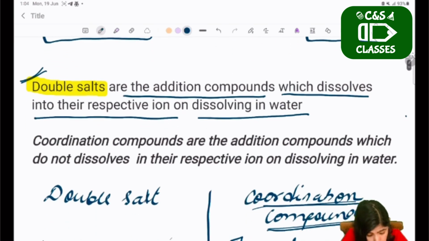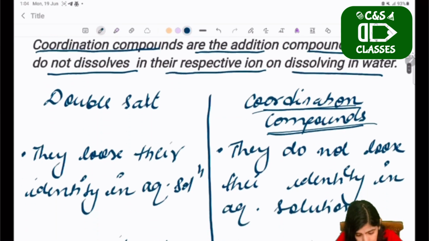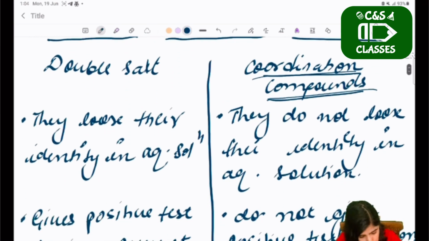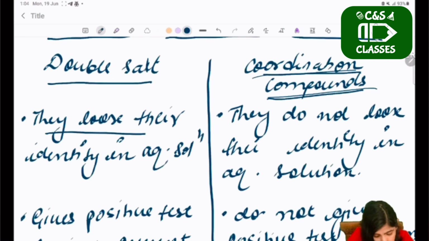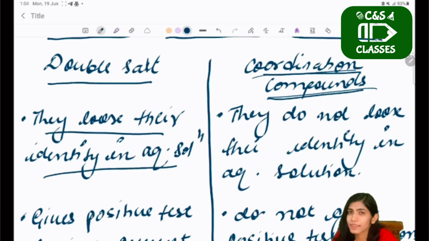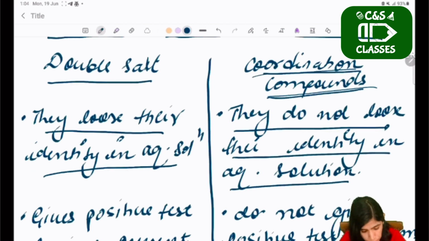And what are coordination compounds? They are addition compounds which do not dissolve into their respective ions on dissolving in water. So here are some differences I have written in tabular form. What are double salts? They lose their identity in aqueous solution, as I have told you above, right? And coordination compounds do not lose their identity in aqueous solution.